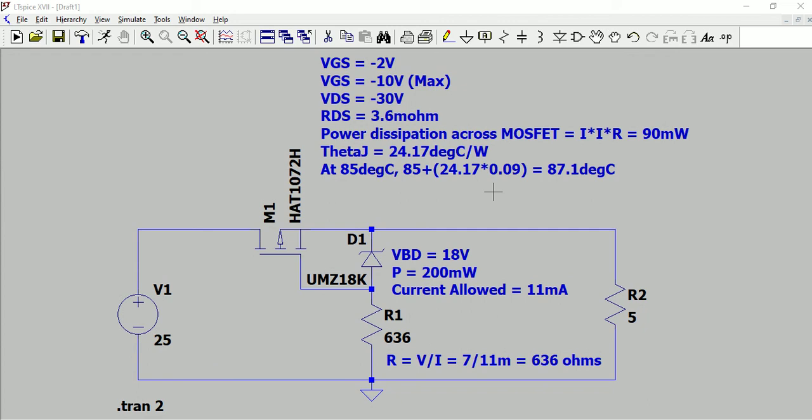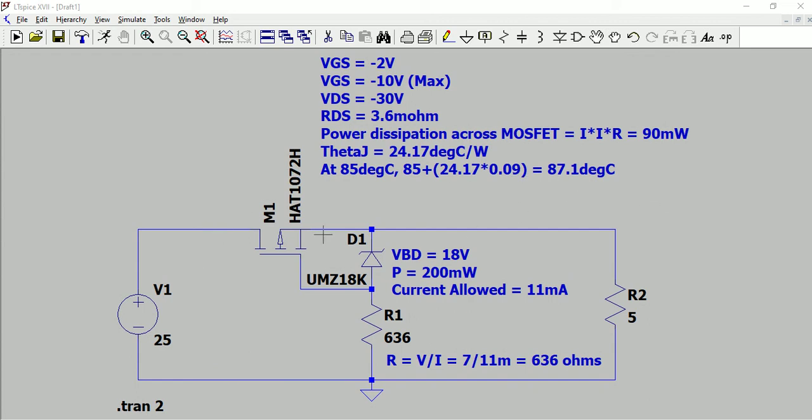Now that is the MOSFET selection. So MOSFET selection is based on VGS, VDS, as low an RDS as possible, and then at a given operating temperature, the temperature rise of this component should not exceed the operating temperature of the MOSFET.